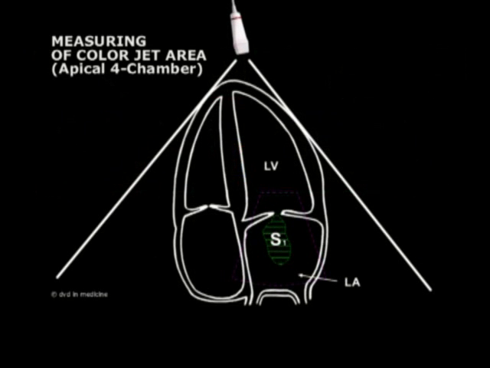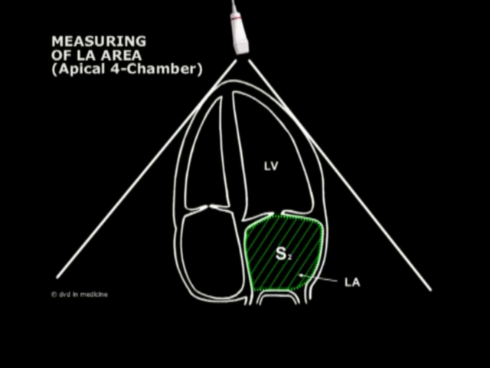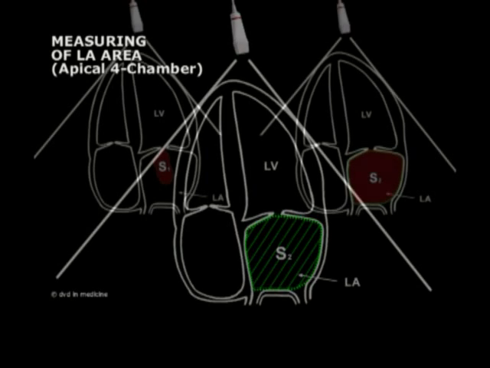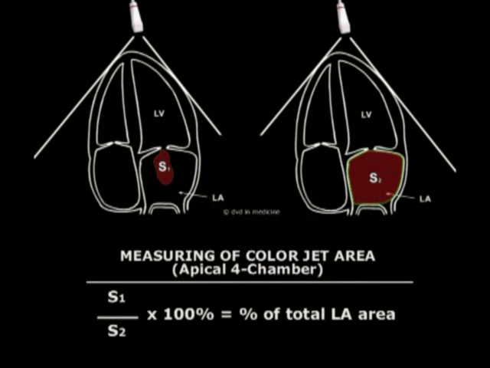One measures colored jet area in 4-chamber view. One measures the area of LA in the same view. And then one calculates the percent of total LA area.